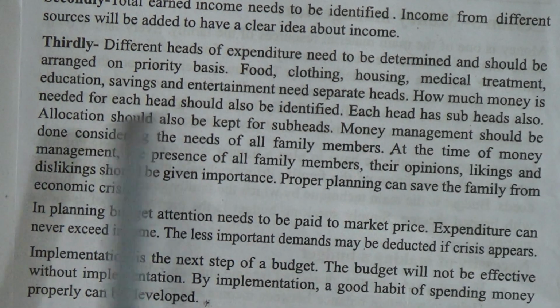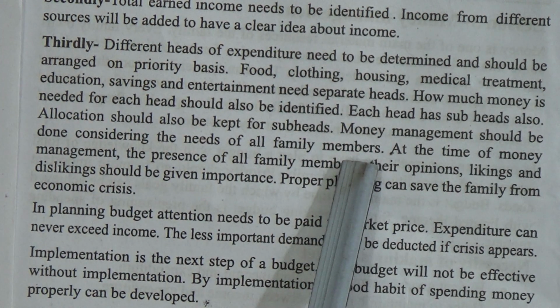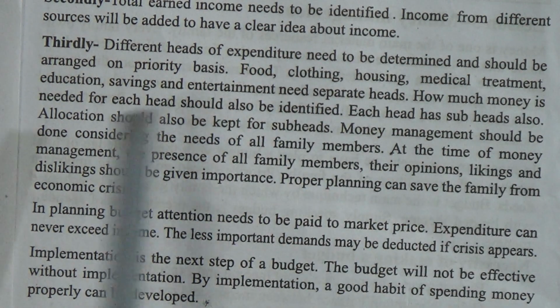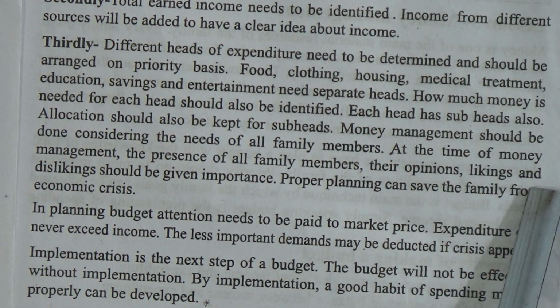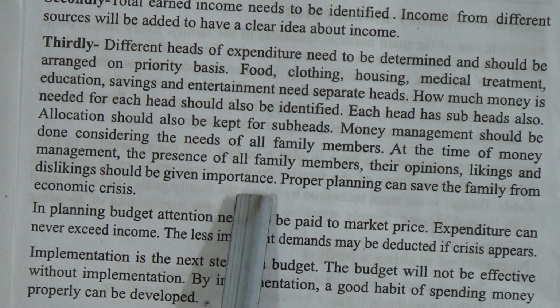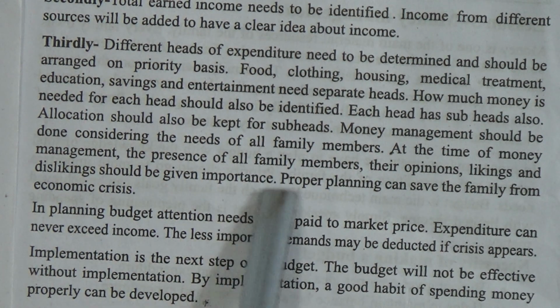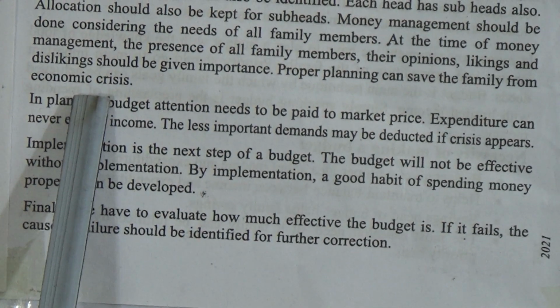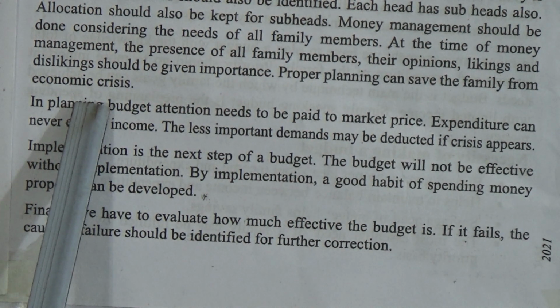Money management should be done considering the needs of all family members. So first we have to think about our income, then we have to think about our family members. At the time of money management, the presence of all family members, their opinions, likings and dislikings should be given importance. So not only will we think about our family members, we have to give priority to their opinions, their likings and dislikings. Proper planning can save the family from economic crisis. If we do proper planning, we don't have to face economic problems or crisis.